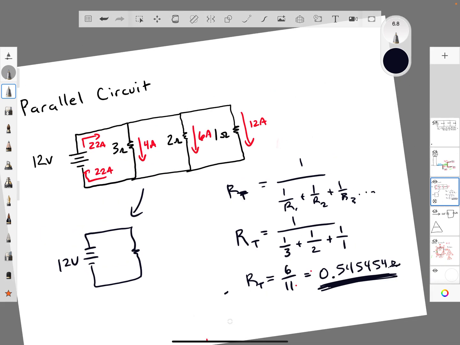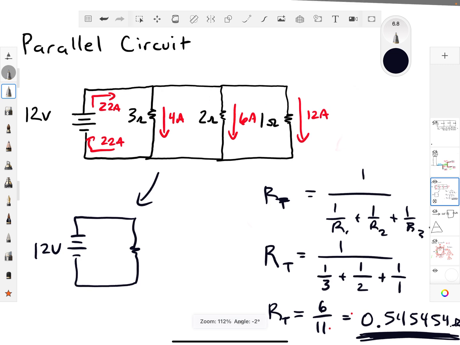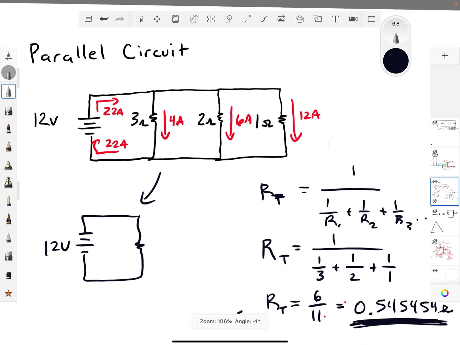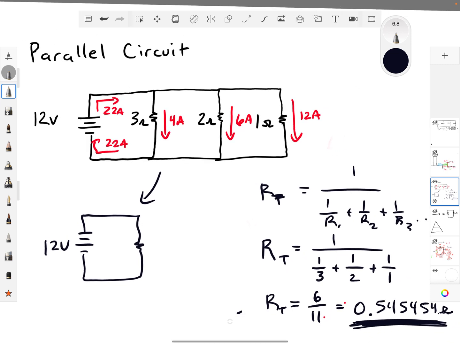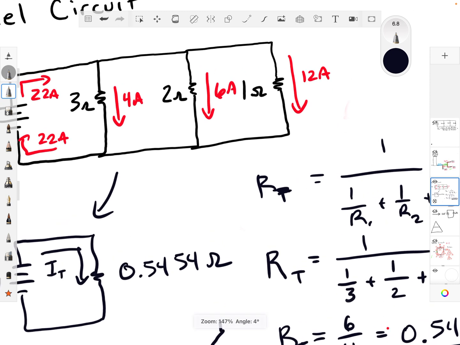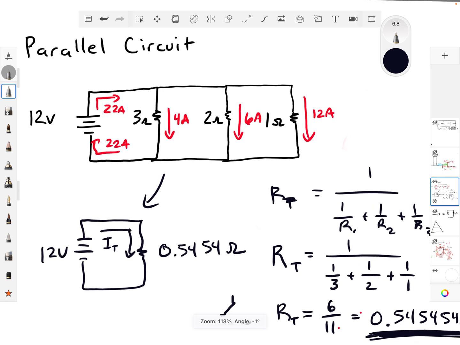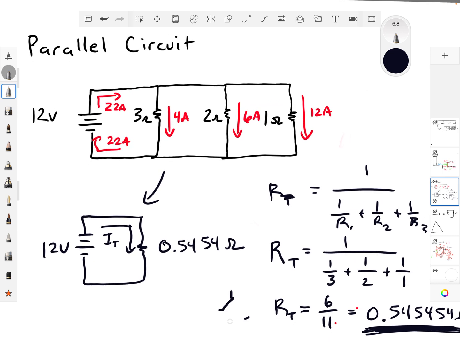So we know that the total resistance, just like we did with the series circuit, is going to be 0.54 repeating ohms, right? So could I find my total current? It's not giving me all the branch currents, it's just giving me the total current, or the source current, as sometimes it's referred to. So, perfect. What am I going to do? One more time, I'm going to use the Ohm's law triangle.